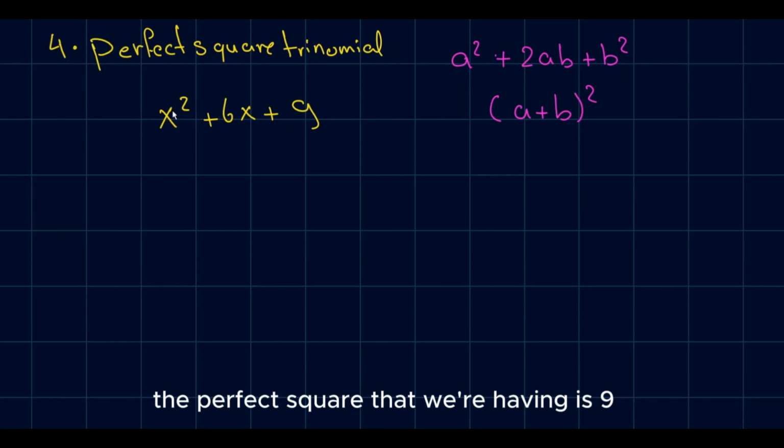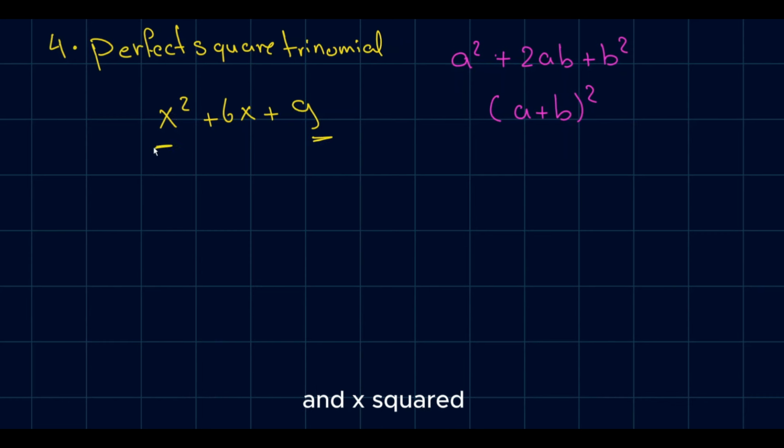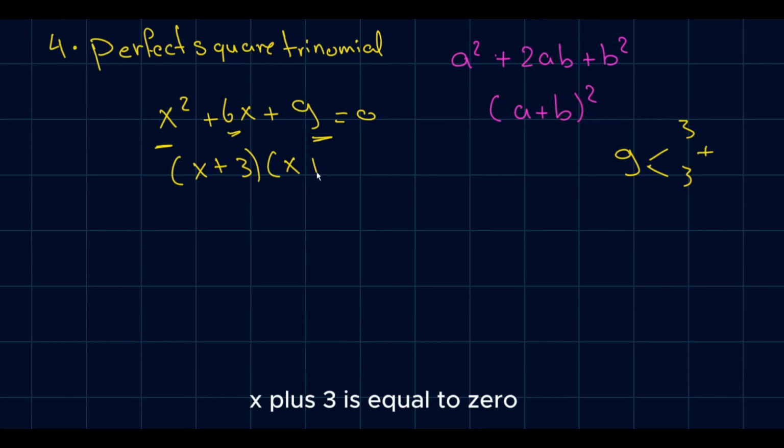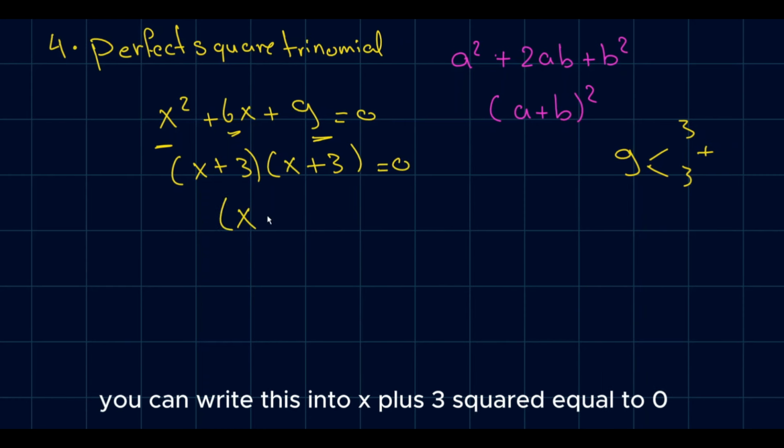The perfect squares that we're having are 9 and x squared. If we break 9 into its root, we're gonna have 3 and 3. We're gonna have x plus 3 times x plus 3 equal to 0. You can write this as x plus 3 squared equal to 0.